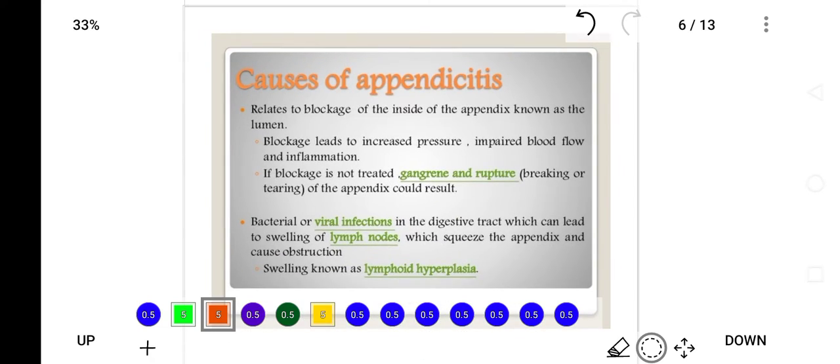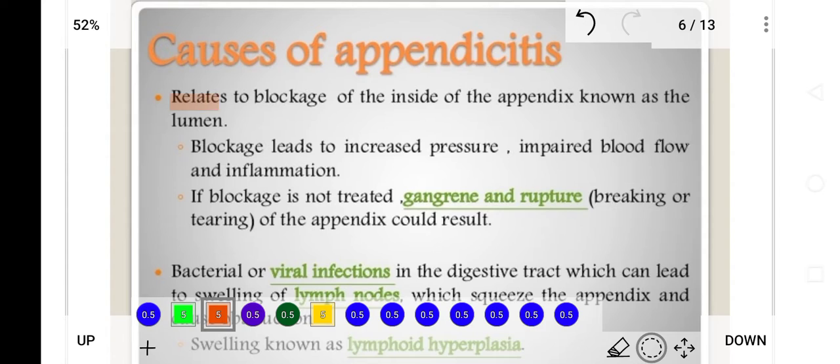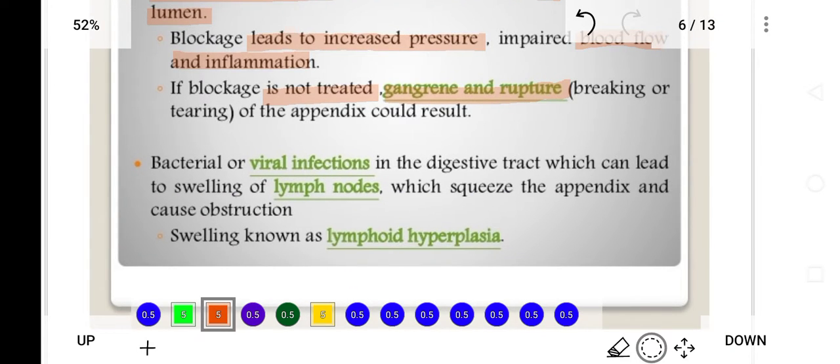There are different causes of appendicitis, related to blockage of the inside of the appendix, known as the lumen. When the lumen of the appendix is blocked, appendicitis develops. Blockage leads to increased pressure, which leads to impaired blood flow and inflammation of the appendix. Acute pain will be present. If it is not treated, there will be gangrenous rupture of the appendix, and that is a medical emergency.